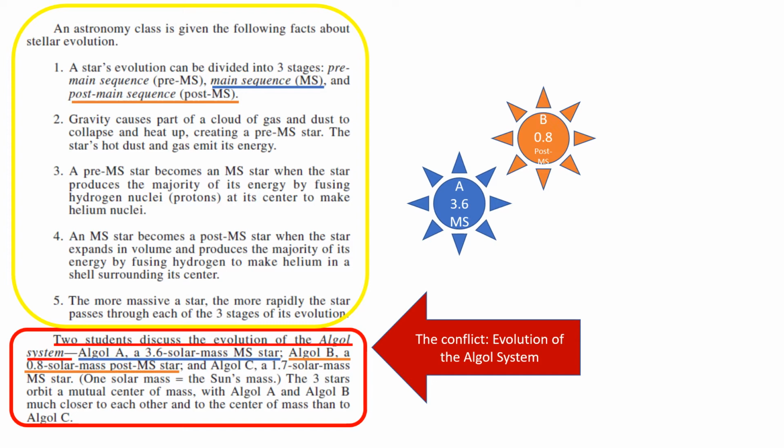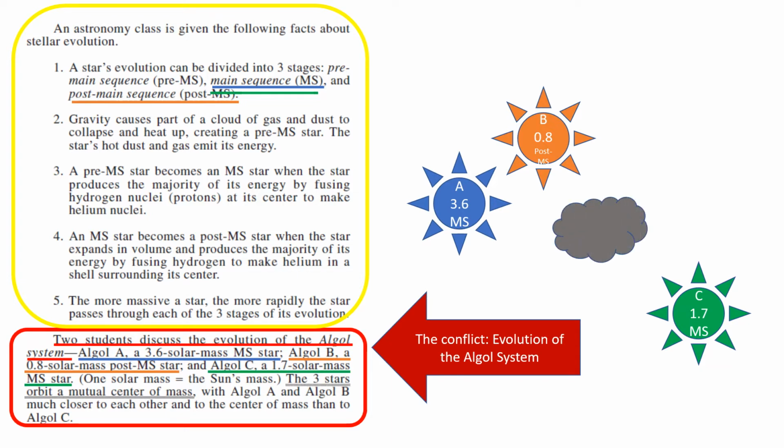Again, in step 1, it mentions post-Ilmes. And Algol C, a 1.7 solar mass star. It tells you what 1 solar mass is, the sun's mass. The next one, the 3 stars orbit a mutual center of mass with Algol B, A and B closer to each other and to the center mass than Algol C. So you want to draw that as best you can, so you have a decent understanding of what's going on. So that's the current situation.